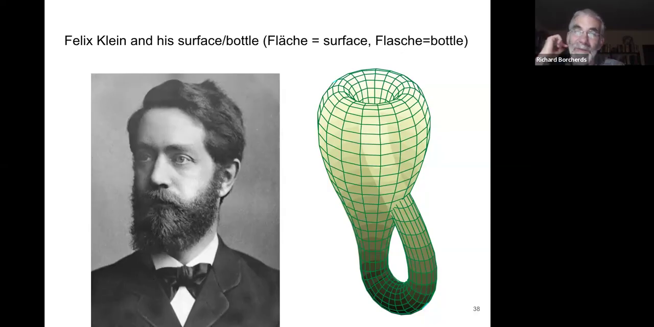Well, except the German word for surface is Fläche, and this got mistranslated into English as flask, which means bottle. So his surface ended up being called a Klein bottle. And now in German, it's again called a Klein bottle because they took the English word bottle and translated it back into German. So the name's got a bit muddled up.